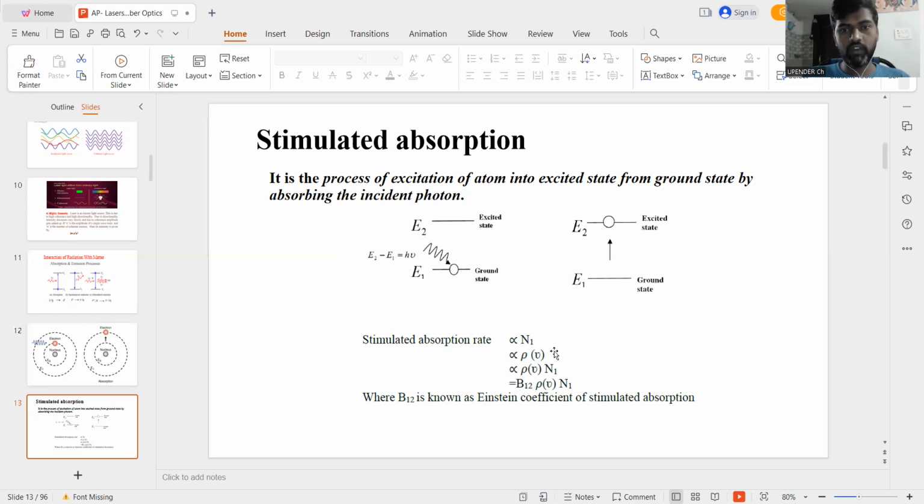Next one is the energy density of the incident radiation. Energy density of the incident radiation also one of the parameters which rules this particular process. To increase the number of photons, density of the photon. If you increase the density of photons, what will happen? Again, this particular process also increases more and more. That is another parameter. Or you can write down this one as B12 into rho of nu multiplied by N1. This is the equation. In this particular equation, B12 is nothing but known as Einstein coefficient for the stimulated absorption transition.